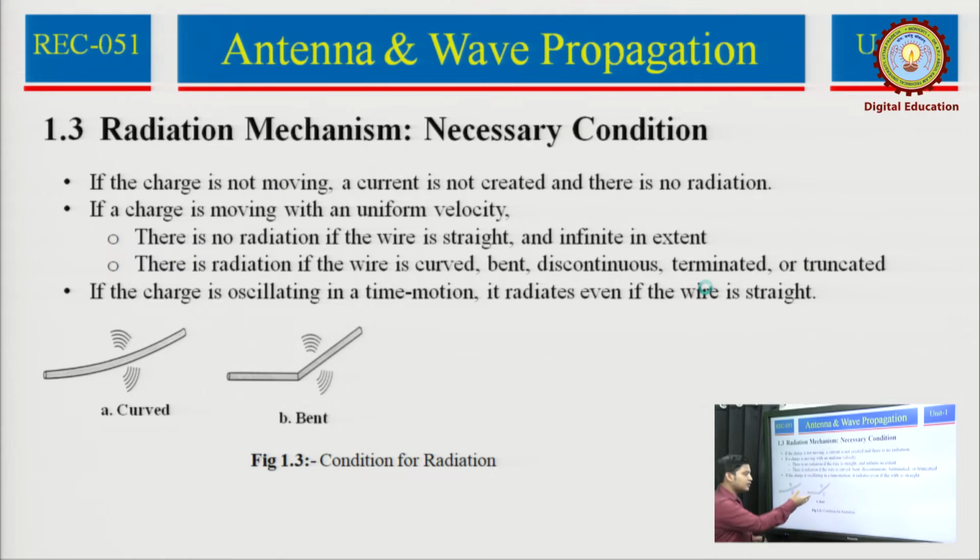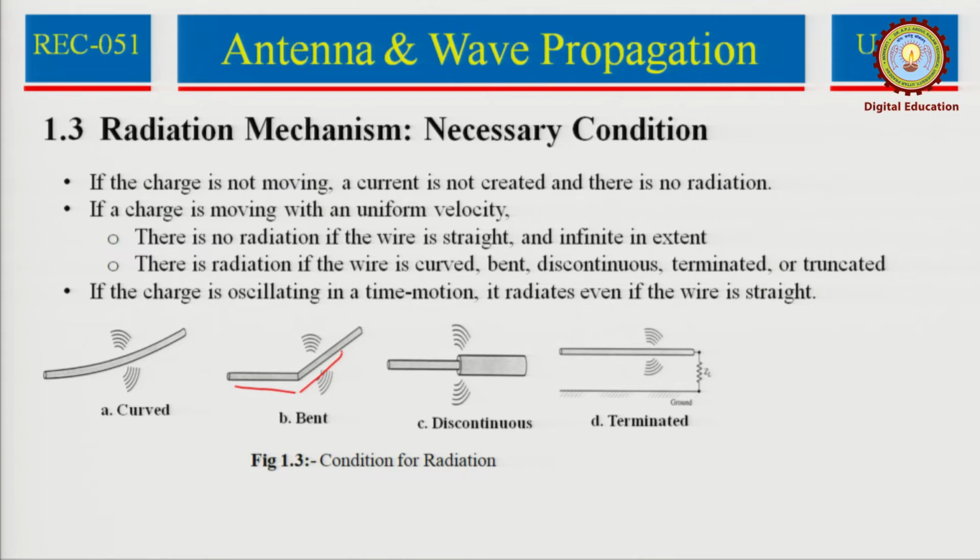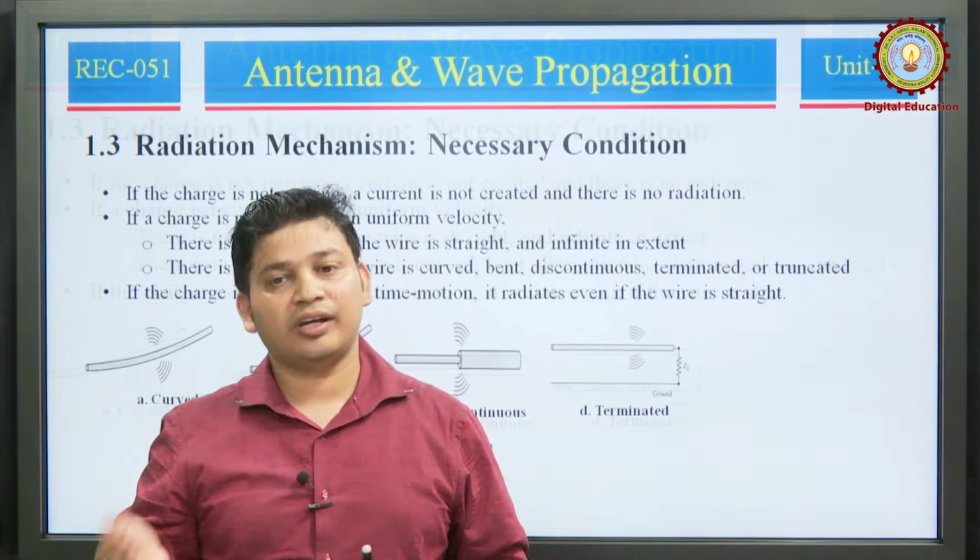Next possibility, bent. Again it is a straight one, and now it is bent by some angle. So there is a discontinuity, and again there is a radiation. Next, a discontinuous structure where the radius can be varied, again there is a radiation, and a structure terminated by means of a load also radiates. So, please remember this concept of the necessary condition of antenna radiation.